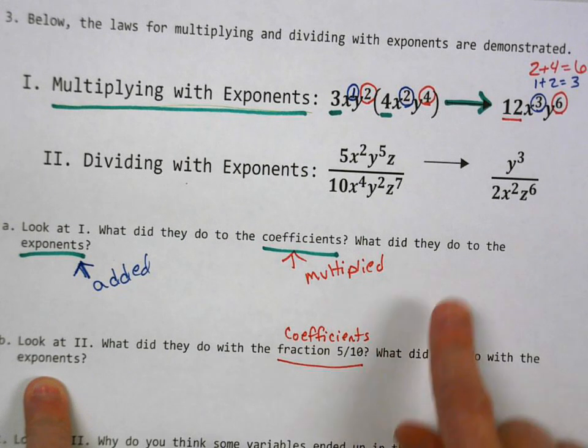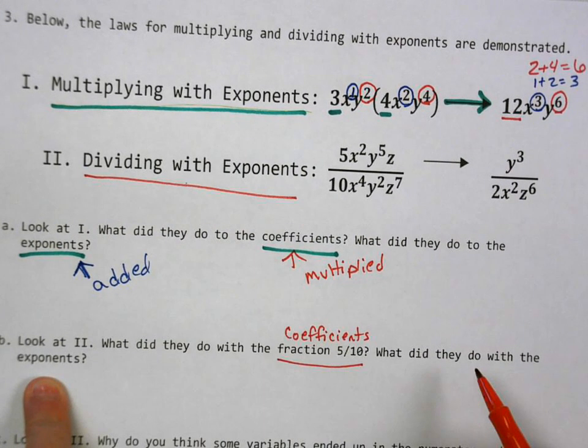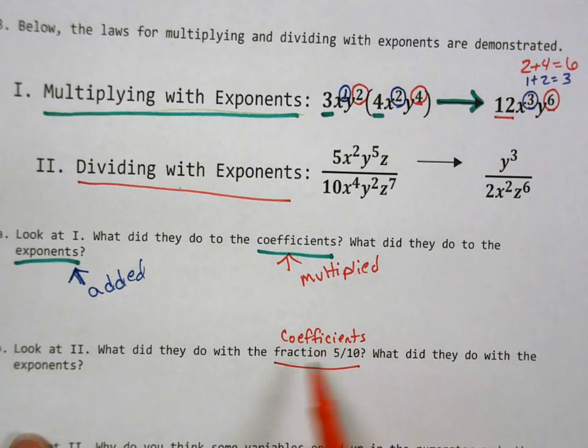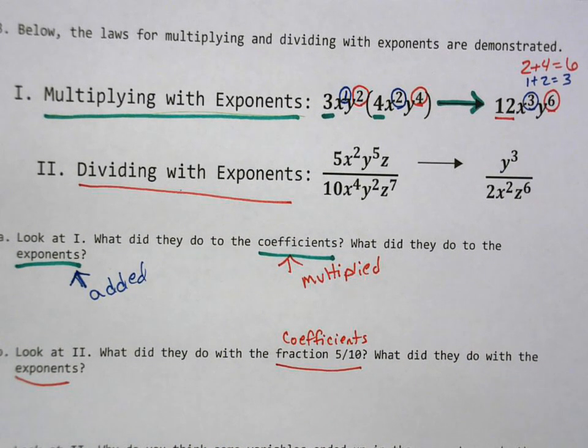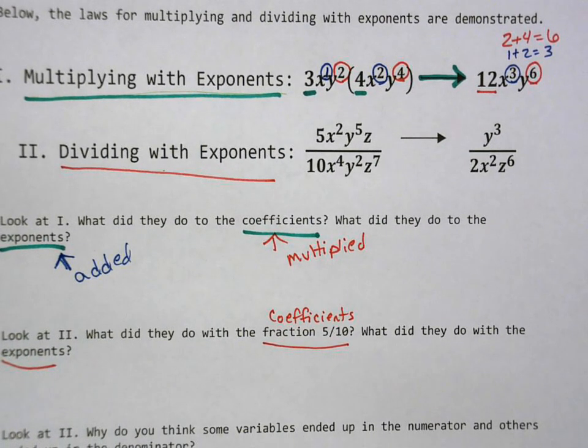Okay. So what did they do in this problem when we're dividing now? What did they do with the coefficients and what did they do with the exponents in this one? See if you can figure out the pattern there. They divided the coefficients. Okay. Let everybody have a second to see if they can figure out what happened with the exponents. Don't say anything out loud just yet.